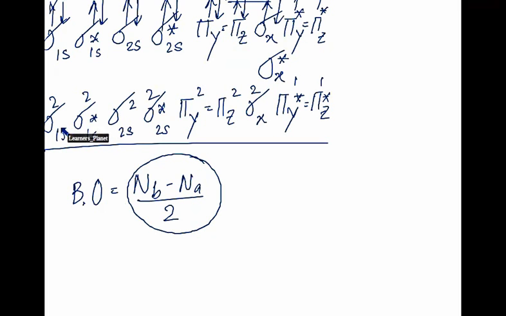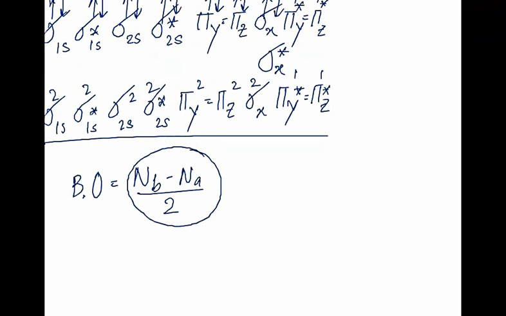So the number of electrons in the bonding orbitals is 2, 2, 4, 5, 6, 7, 8, 9, 10. So there are 10 electrons in the bonding orbitals. And the number of electrons in the anti-bonding orbitals is 2, 2, 4, 5 and 6. So you have 10 electrons in the bonding orbitals and 6 electrons in the anti-bonding orbitals. So it is equal to 10 minus 6 divided by 2, which gives a bond order equal to 2. Therefore we can say that NO minus anion is a double bonded molecule which has a bond order equal to 2.